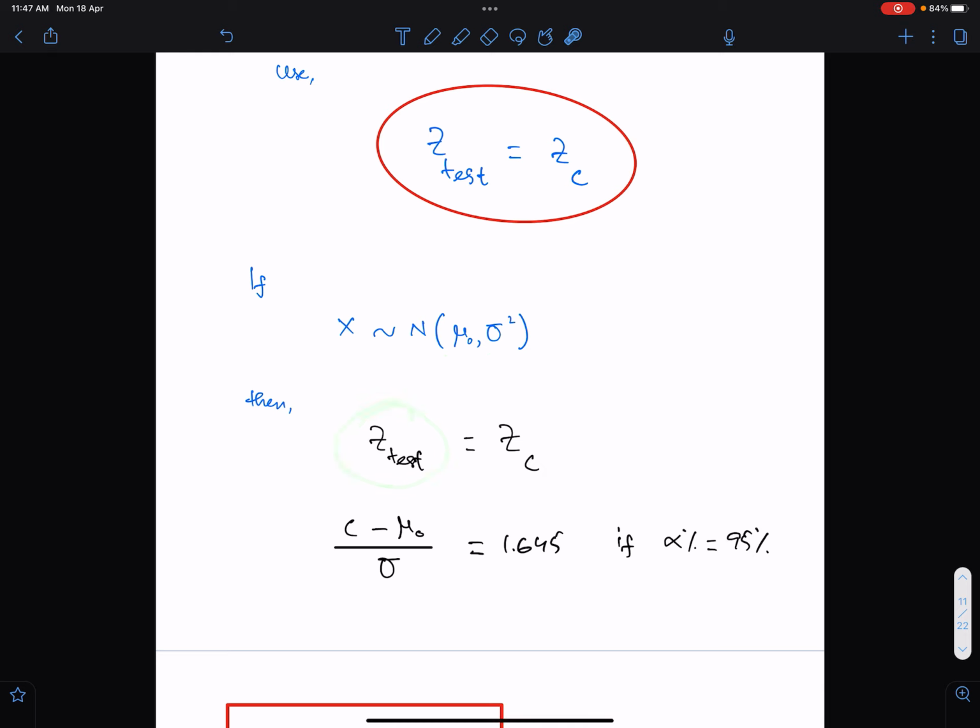Z test, critical region, boundary of critical region C minus mu here, and the standard deviation is here. What if alpha % is 95%? So this Z critical will be 1.645. By solving this equation, we can find the value of C.